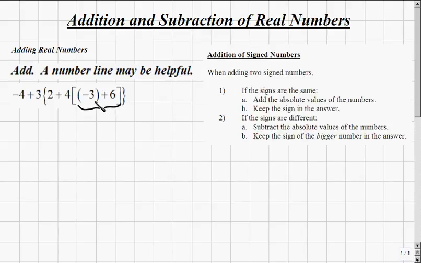Since we have different signed numbers here, we'll subtract the absolute values of these numbers and keep the sign of the bigger number. So negative 3 plus 6 becomes: the absolute value of negative 3 is 3, and the absolute value of 6 is 6. We'll subtract these. 6 minus 3 is 3. Since 6 is larger, our answer will be 3, positive. So within these brackets, our result becomes 3.